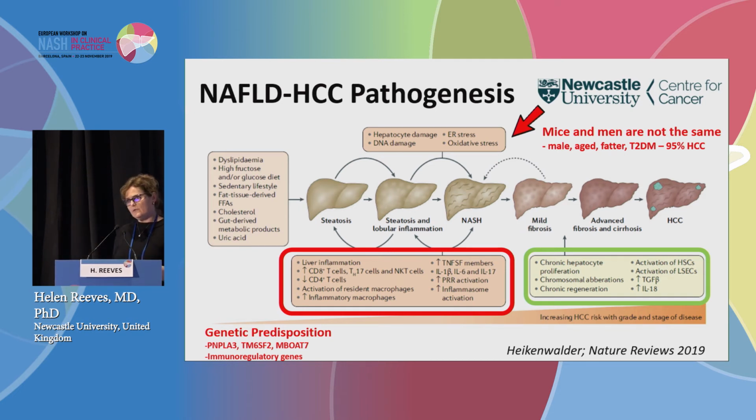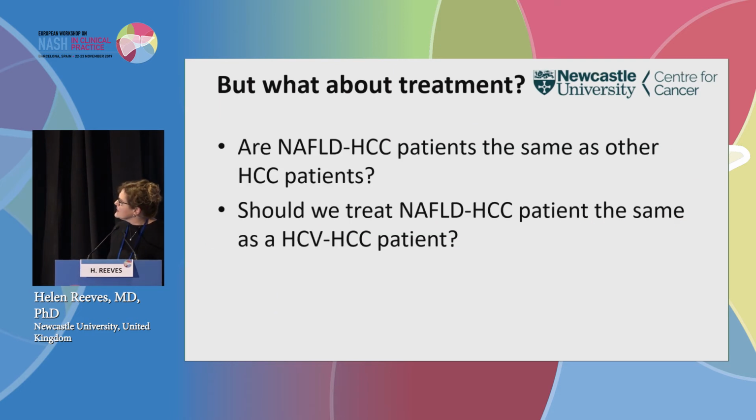The genes we heard a little bit about yesterday, PNPLA3, TM6SF2, they regulate fat. It's about the type of fat different people get in their livers. And what we think now, and we're working on this in Newcastle, is that it's about immunoregulatory genes. It's the combination of what happens to the fat in your liver and the immune response to it that probably determines your risk of getting cancer.